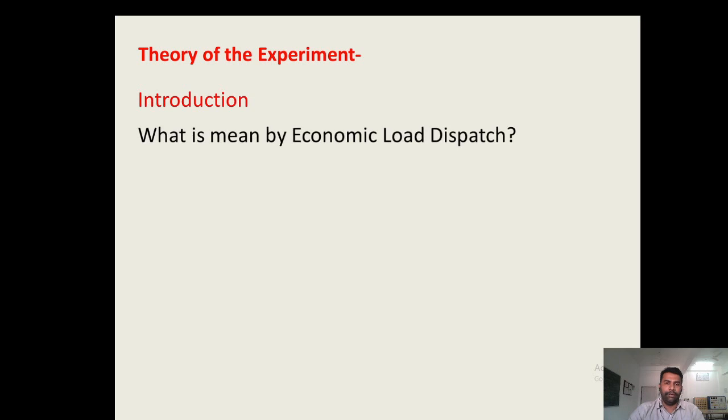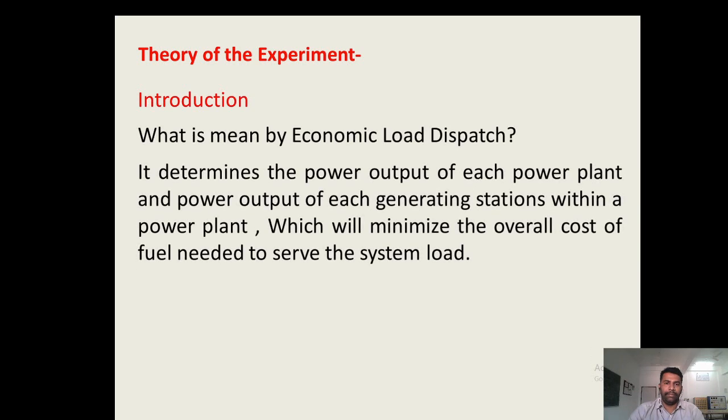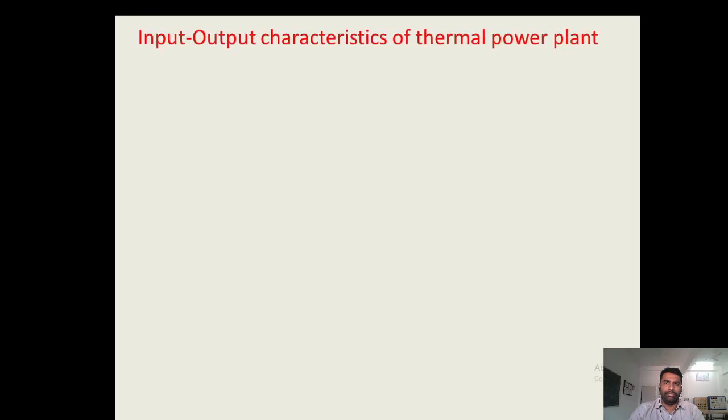What is meant by economic load dispatch? It determines the power output of each power plant and power output of each generating station within a power plant, which will minimize the overall cost of fuel needed to serve the system load. To understand this concept, we need to understand input output characteristics of thermal power plant and incremental cost characteristics of thermal power plant. Now, we will see input output characteristics of thermal power plant.